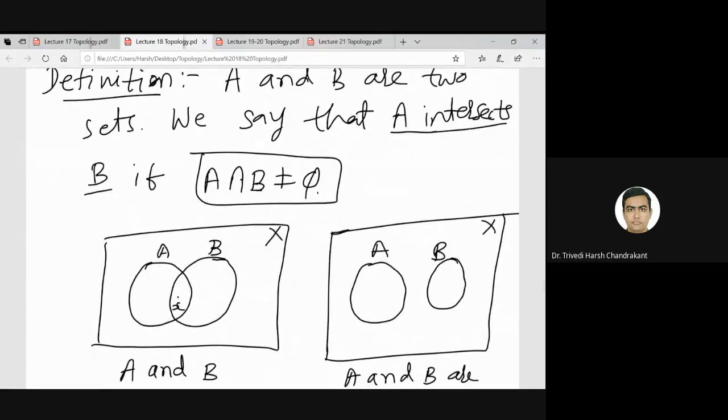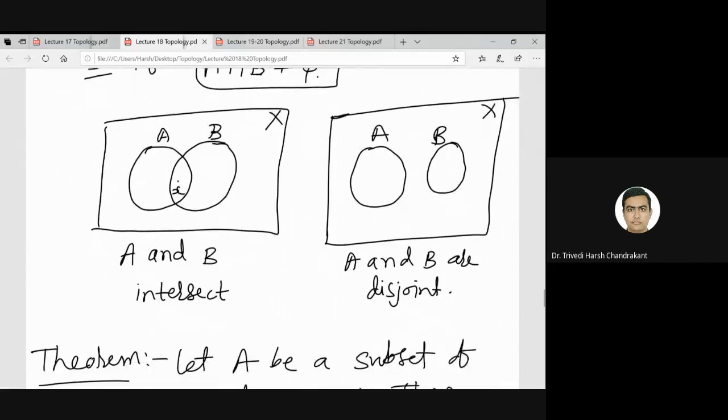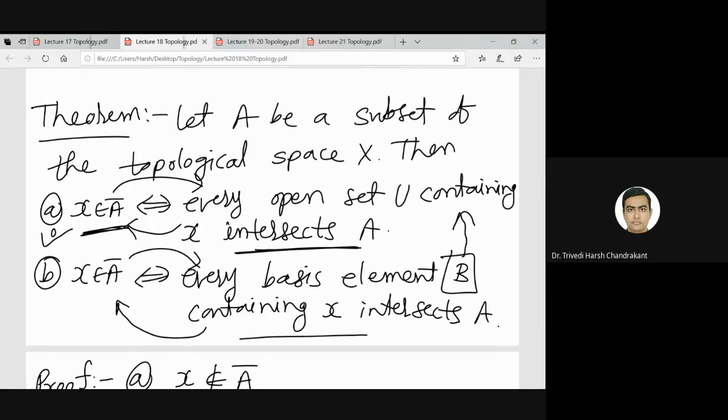We discussed that for sets A and B, A and B intersect if A intersection B is non-empty, and A does not intersect B means A and B are disjoint sets. Using this terminology, we proved a result that says if A is a subset of a topological space X, then a point x belongs to the closure of A if and only if every open set containing x intersects A.